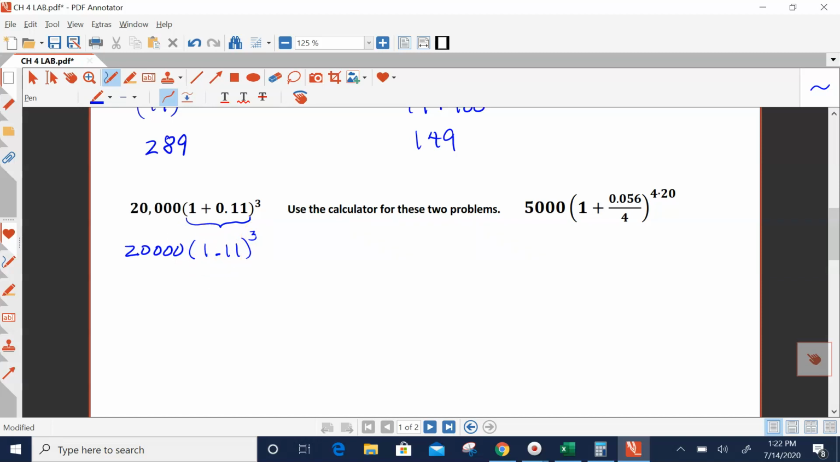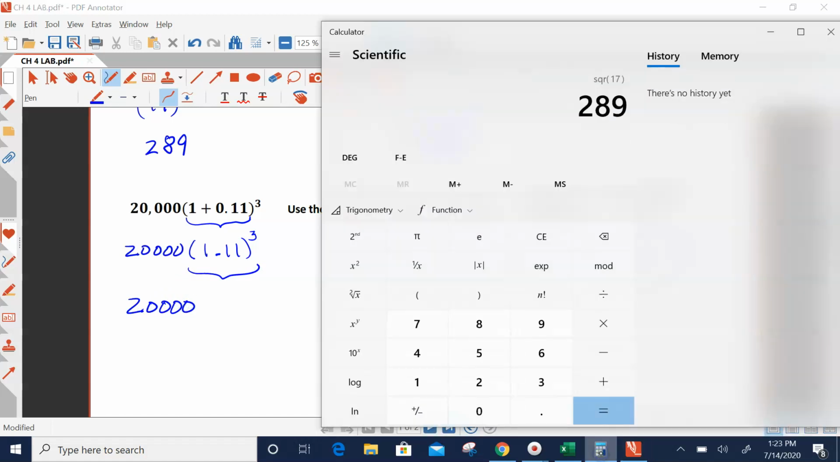What do I do next? Exponents. Exponents are done before any multiplications, divisions, additions, subtractions. So I need to take care of this exponent part first. So I'm going to bring down the 20,000, and I'll pull up my calculator and raise 1.11 to the third power.